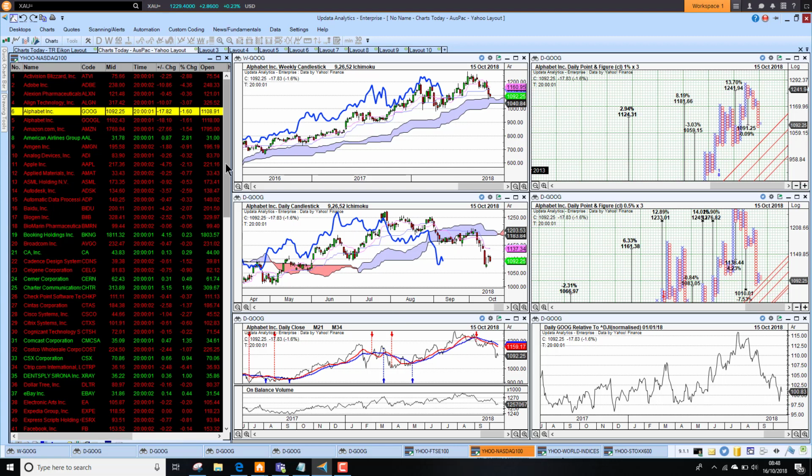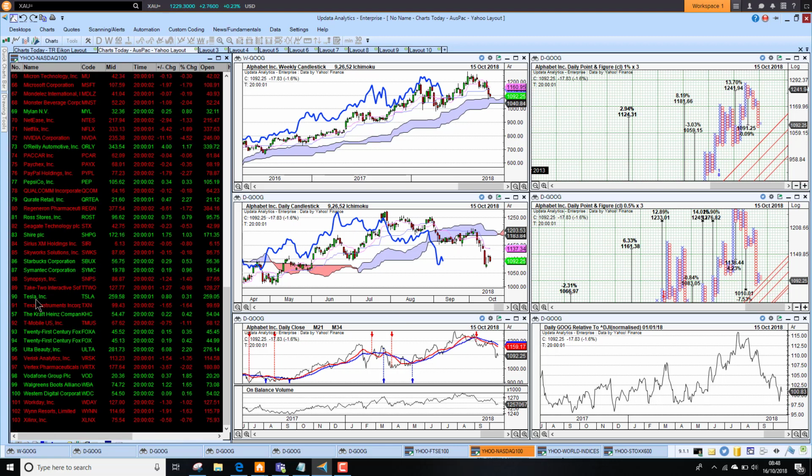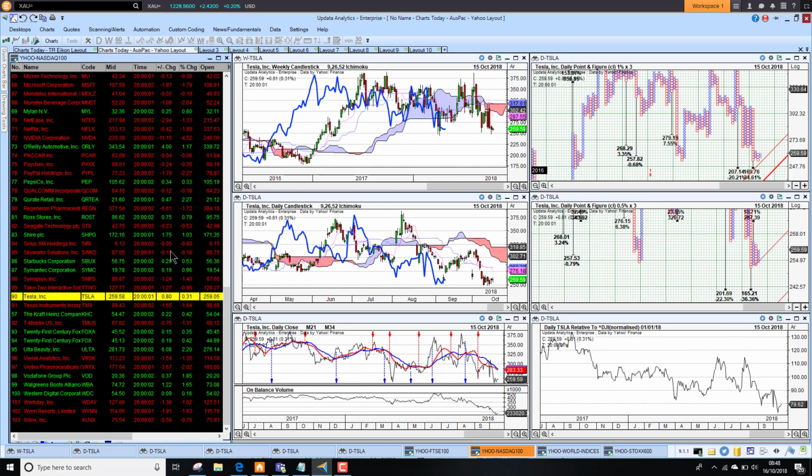And if we take a look at some of the other stocks in the news, Tesla. This data all coming from Yahoo, by the way. So this is my weekly long-term charts, my daily with on-balance volume and a relative strength normalized. So it starts at 100 this year, so I can see that we've underperformed. Tesla's underperformed the Dow by 20% this year. 250 is still the critical level on Tesla, so we'll need to keep an eye on that.